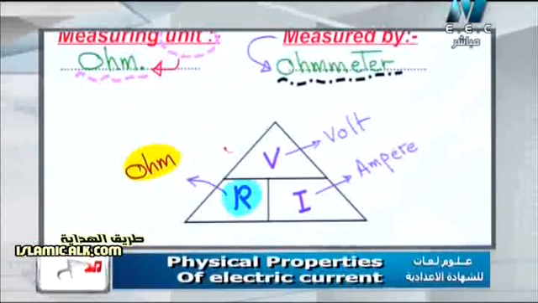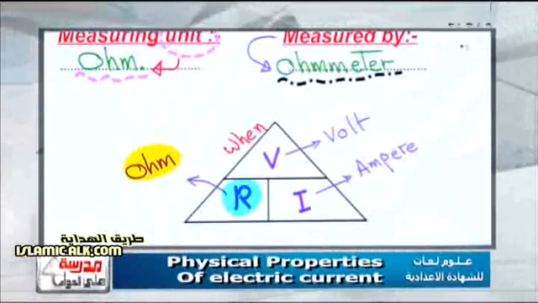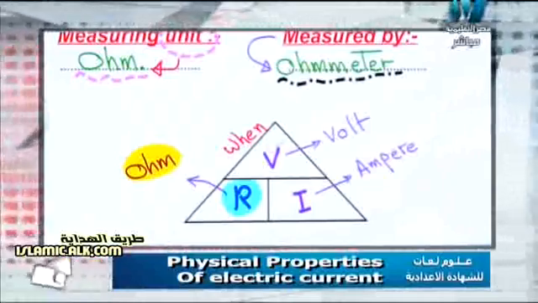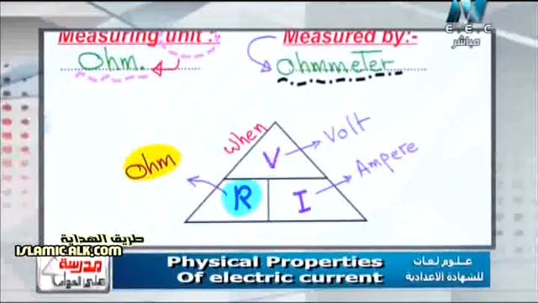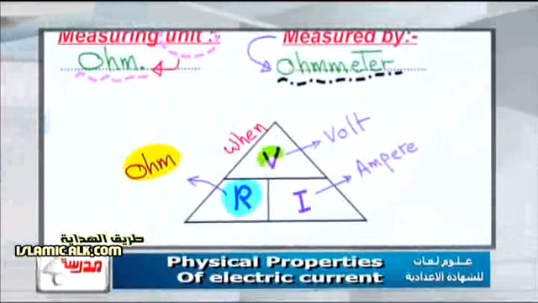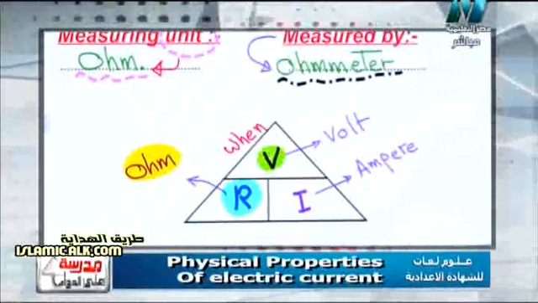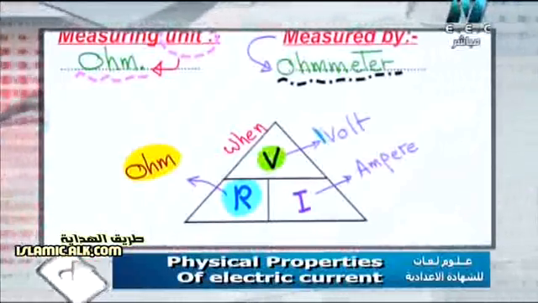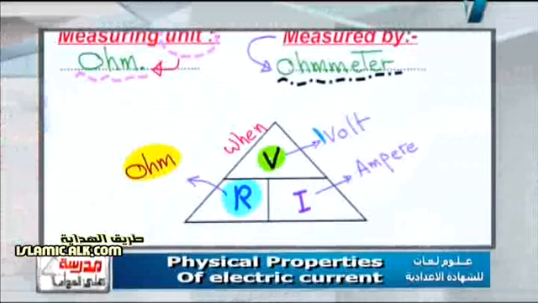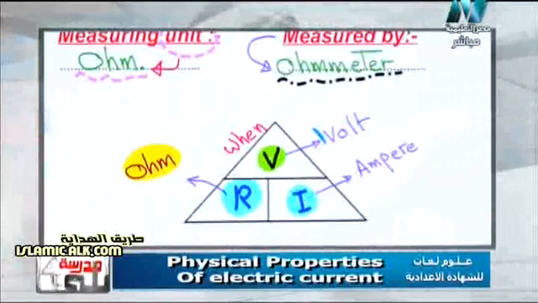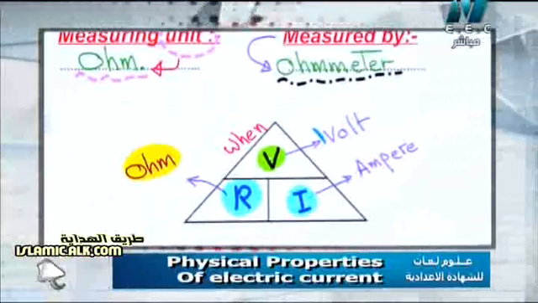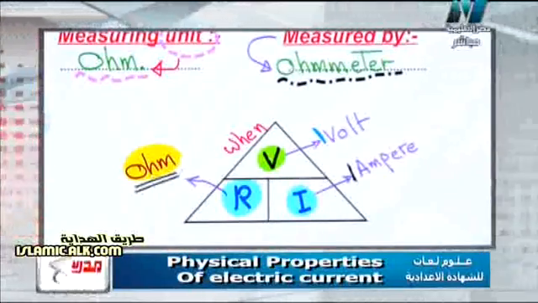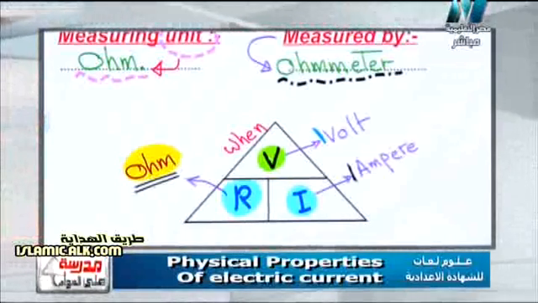When potential difference, V, equals 1 volt, and electric current intensity equals 1 ampere. Again, what is meant by ohm? Ohm means the measuring unit of the electric resistance.